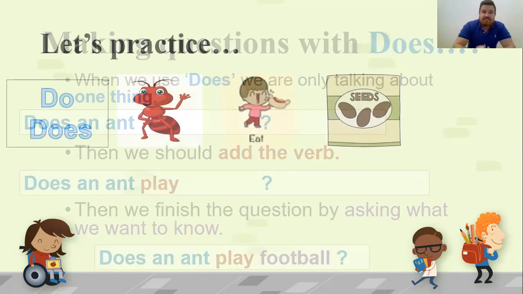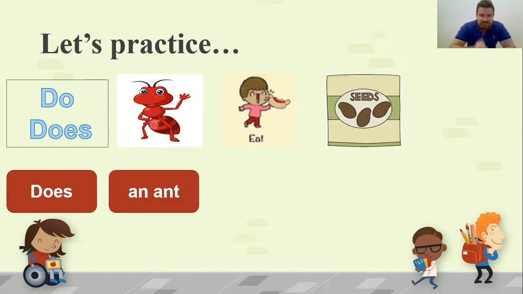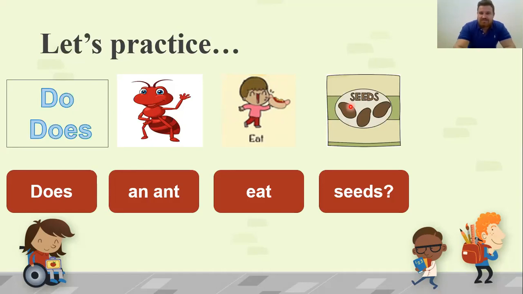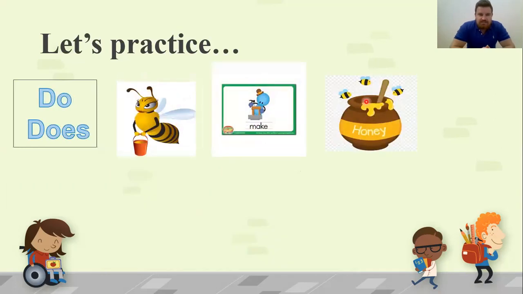All right, so let's practice quickly. All right, so there's only one, so we say does. Now, what is it? An ant. Very good. What is the verb that comes next? Good job. Eat. And what is this? Seeds. Okay, so this is what I want to know. Does an ant eat seeds? Everybody read the question now. 3, 2, 1. Very good. And now we can answer. Yes, it does.